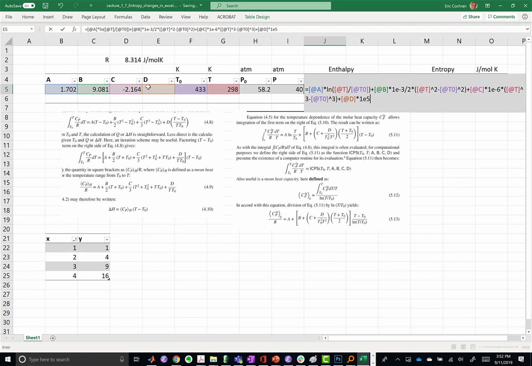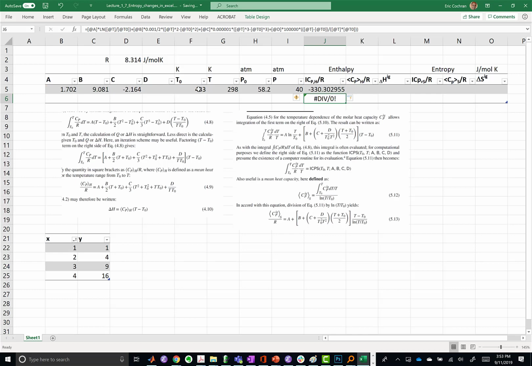So for methane anyways. So multiply that by 100,000, so 10 to the 5th times, and then we're going to have T minus T0 in the numerator, and in the denominator we are going to have T times T0. And that should do it. So if I hit enter and all is good, I'll get a number.